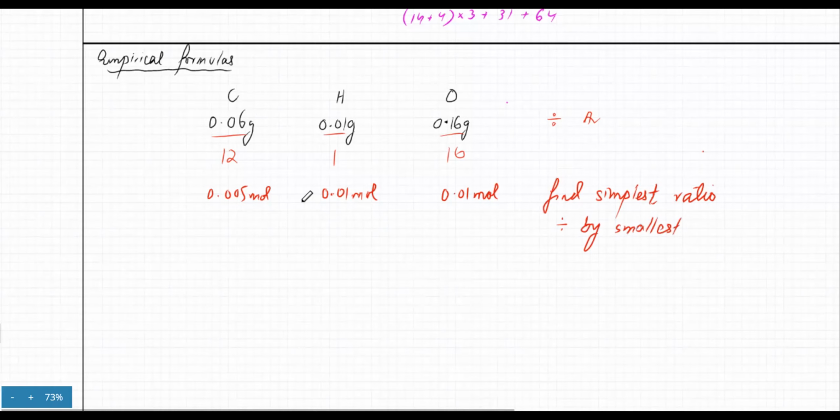A simple example: what is the simplest ratio of 2 and 4? 1:2. But how do you find that out? Pick the smallest of both and divide by it. The smallest of the two is 2, so you get 1:2. Here, which is the smallest? It's 0.005. So I'm going to divide everything by 0.005.